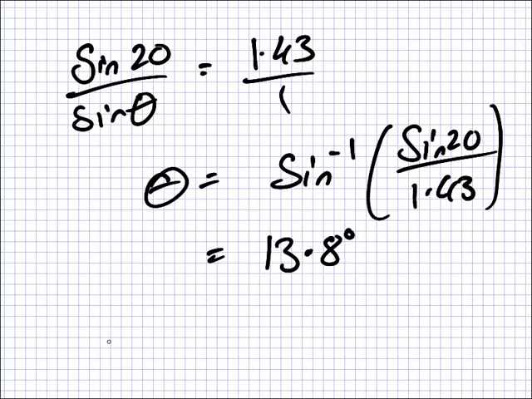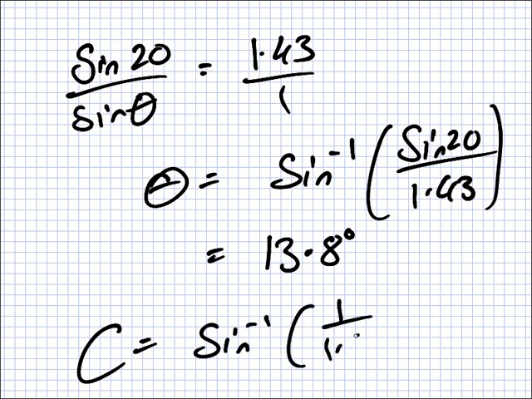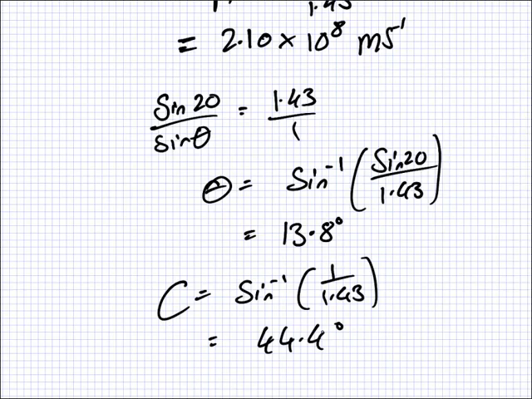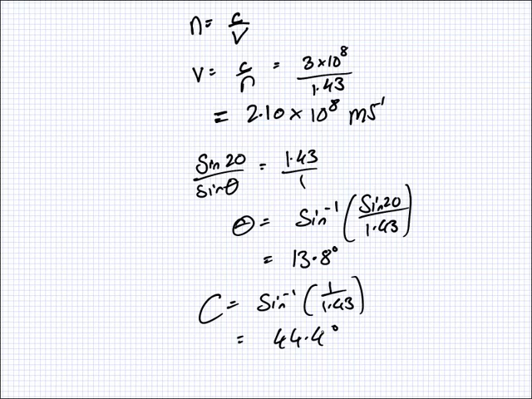And what's the critical angle? So lastly, the critical angle is sine inverse of 1 over 1.43. And what's that? 44.4. Yeah. Okay, let's see. Let's close this.